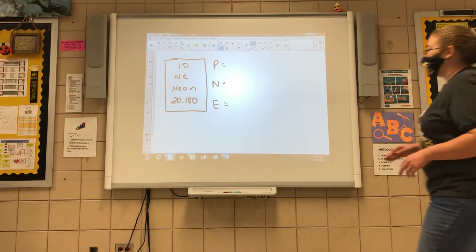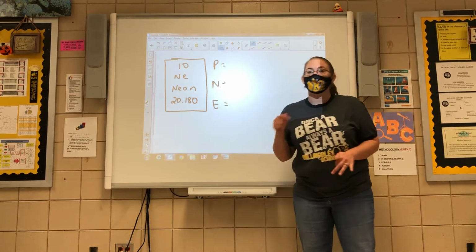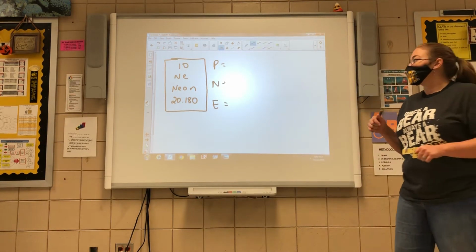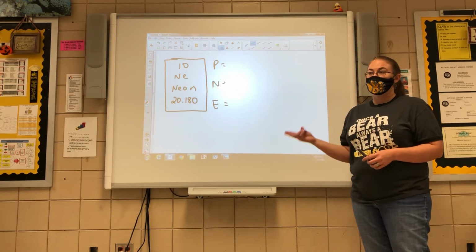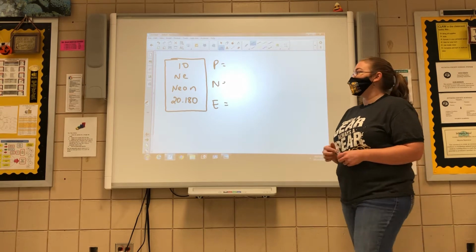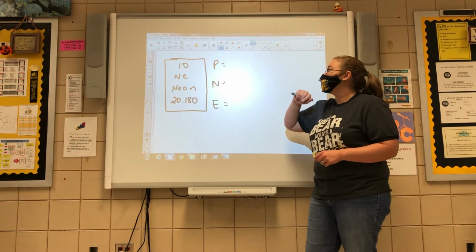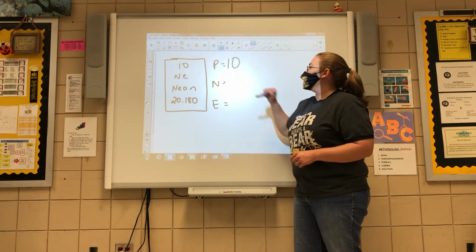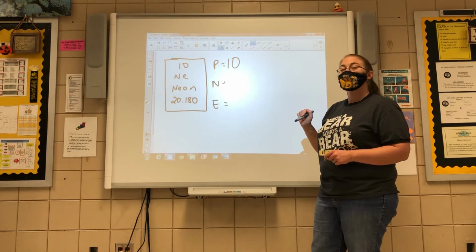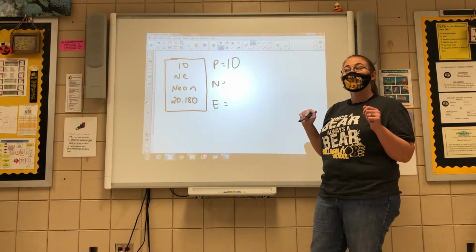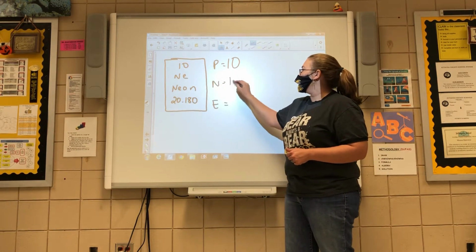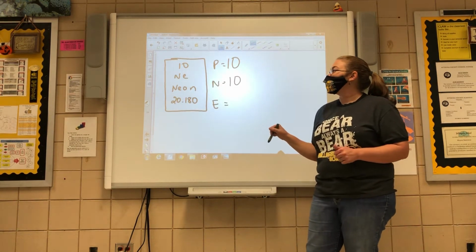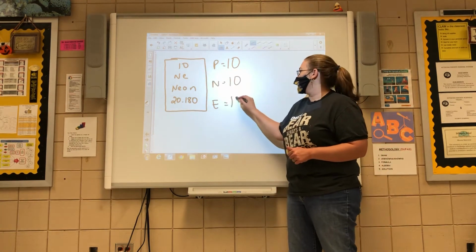Review of Bohr diagrams and Lewis structures. First, before you can do a Bohr diagram or a Lewis structure, you have to know protons, neutrons, and electrons. How many protons does neon have? 10. How many neutrons? Don't know yet. You do 20 minus 10, and that's 10. How many electrons? 10. That comes from the atomic number.